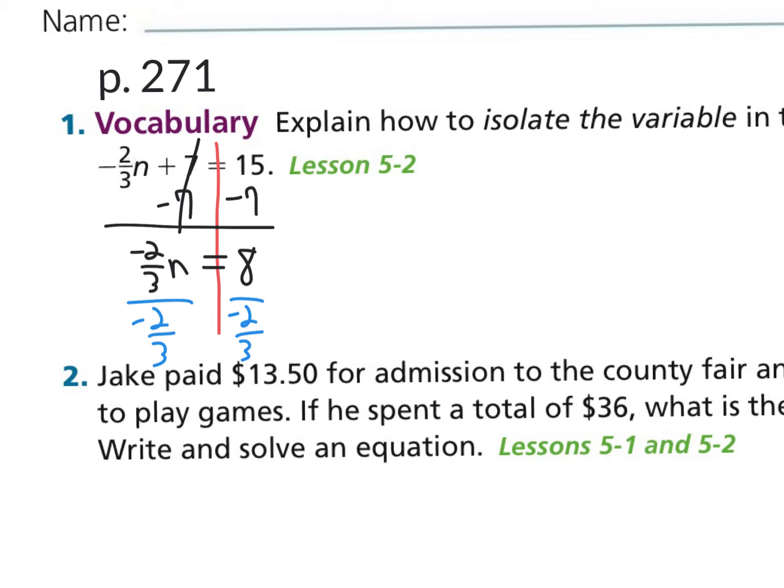So again, just write that out in words. Just say, we're going to subtract 7 on both sides of the equation, and then we're going to divide by negative 2/3 on both sides of the equation.